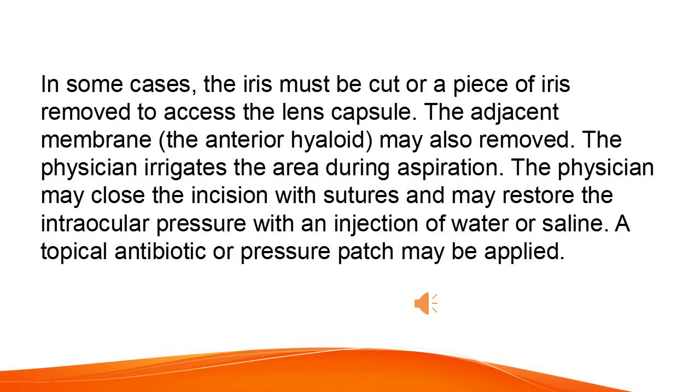In some cases, the iris must be cut or a piece of iris removed to access the lens capsule. The adjacent membrane, the anterior hyaloid, may also be removed. The physician irrigates the area during aspiration. The physician may close the incision with sutures and may restore the intraocular pressure with an injection of water or saline. A topical antibiotic or pressure patch may be applied.